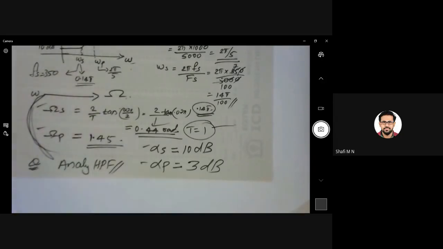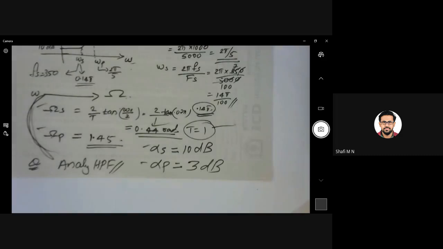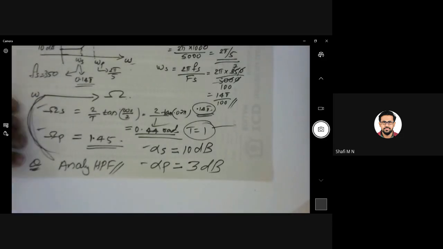About the analog high pass, we said one thing. This is actually a problem that concludes the entire module. It is a problem that covers the complete module. Next, we will break its sections into small problems to practice in the coming days. But this is very important. This can give you the conclusion of this module.